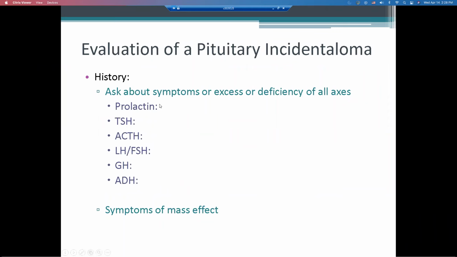Prolactin deficiency, for example, has not much effect except for failure of lactation in a nursing woman. TSH deficiency causes hypothyroidism. ACTH deficiency causes adrenal insufficiency. LH and FSH deficiency causes hypogonadism. Growth hormone deficiency causes short stature in kids.